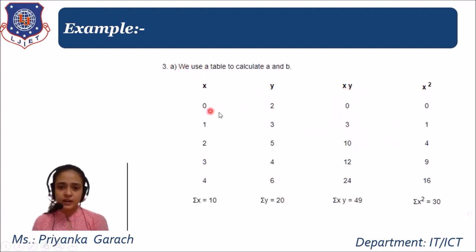So what is x into y? You can do that: 0 into 2 is 0, 1 into 3 is 3, 2 into 5 is 10, 3 into 4 is 12, and so on. So the summation of x into y is 49, that is the summation of all these values. X square means 0 square, 1 square, 2 square is 4, 3 square is 9, and 4 square is 16. So what is the sigma of x square? That is the summation of all these values. So I got the value as 30.